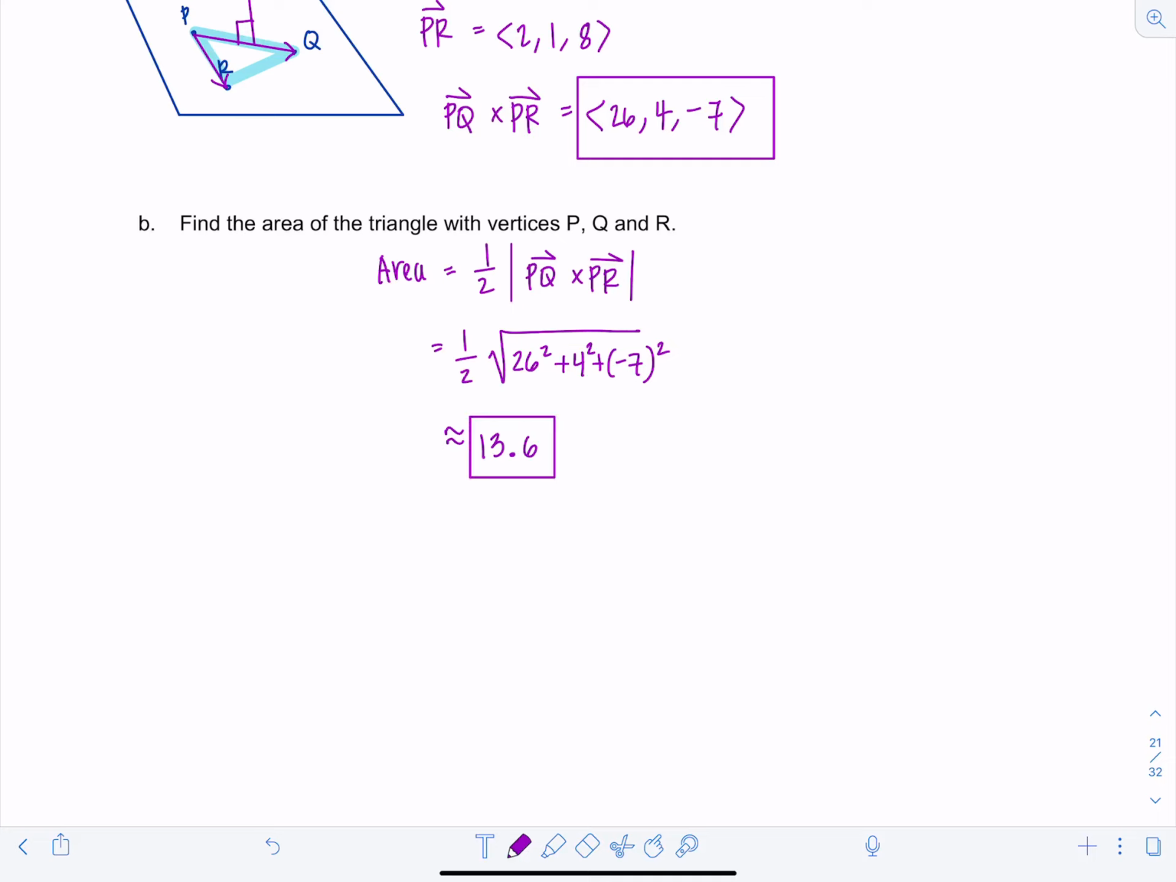Okay, so that concludes the lesson on the cross product. These are going to be very useful for the rest of the course, so make sure that you understand it and can compute it thoroughly.